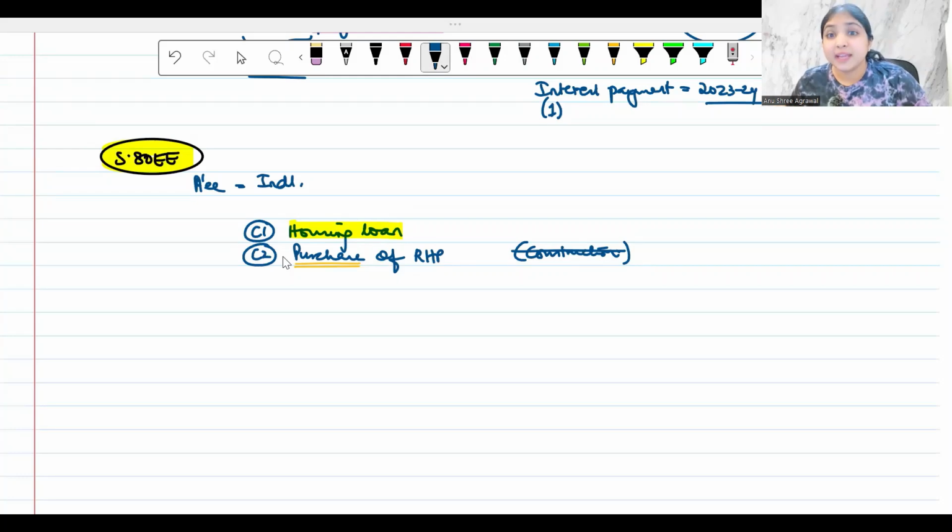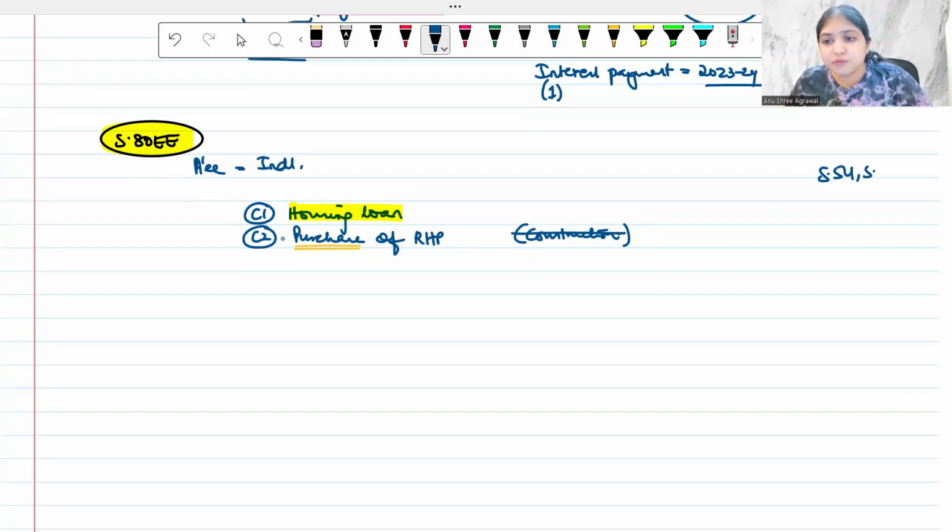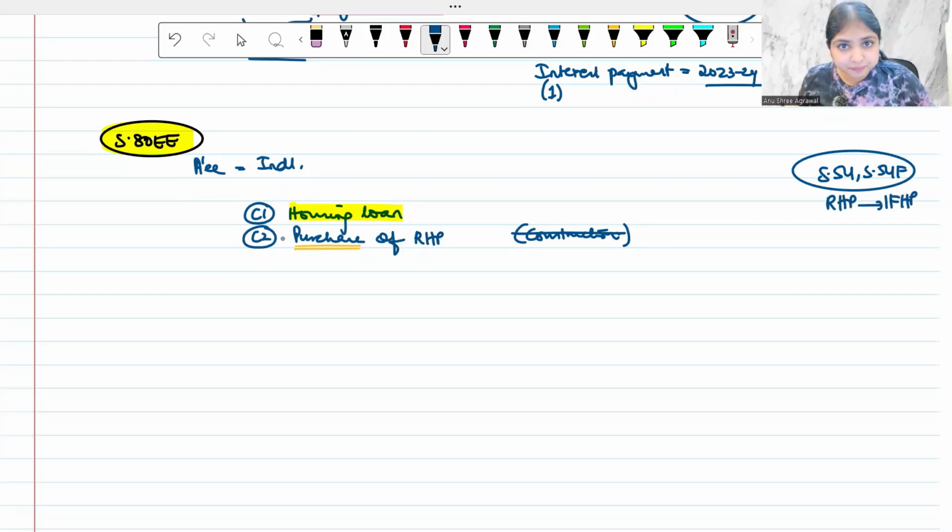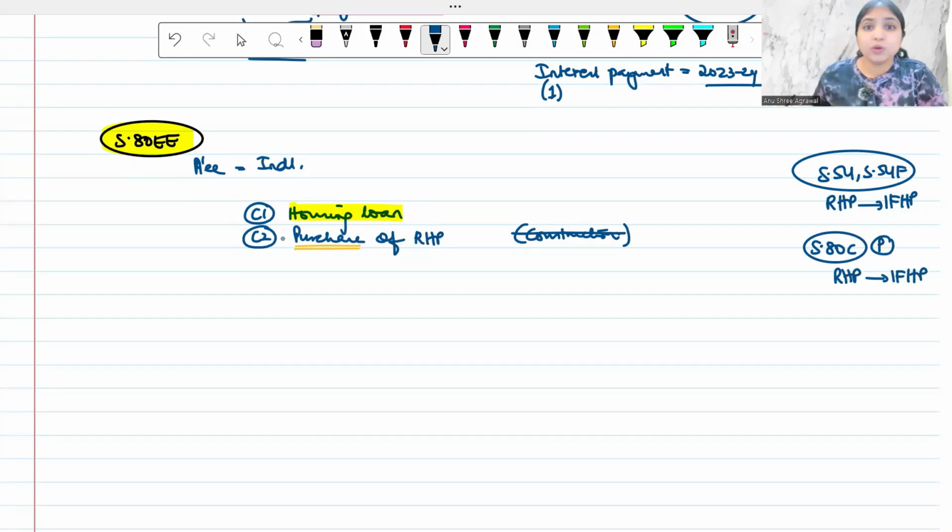Like for example, in capital gains, under section 54F, the residential house property has to be assessed to tax under IFHP. Then under section 80C, when we spoke about the principal repayment, we said that the residential property has to be assessed to tax under IFHP. But we don't have any such condition over here. Whether this residential property is assessed to tax under IFHP or not, it doesn't matter.